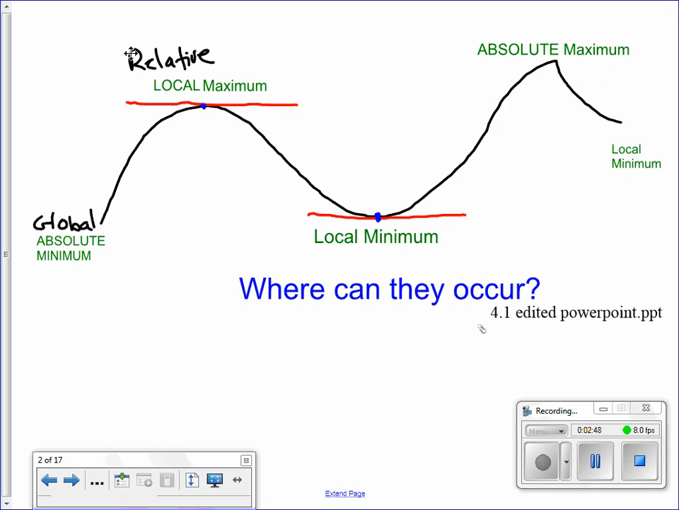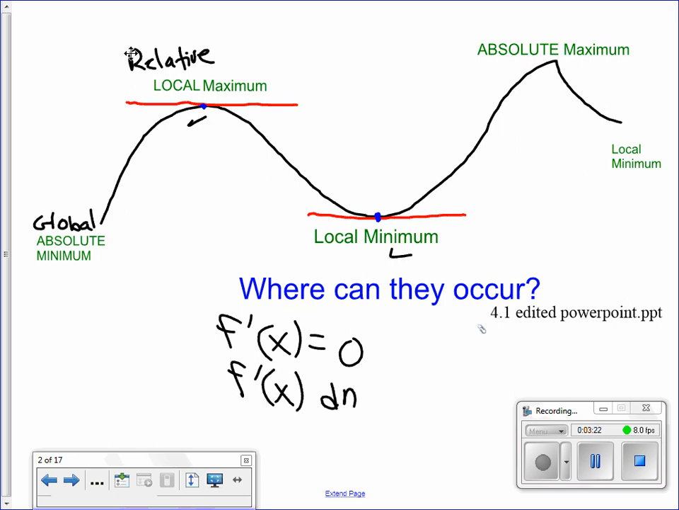Anyone want to? All right, Jess. Okay, sometimes they occur where there's a horizontal tangent. So what does that mean about the derivative? 0. So where can they occur? They can occur where the derivative equals 0. Very nice. And that would take care of this one and this one. Where else can they occur? Yes, Henry. Okay. So where the derivative doesn't exist, right? Very good. So they can occur where the derivative does not exist. And that would take care of this guy up here.